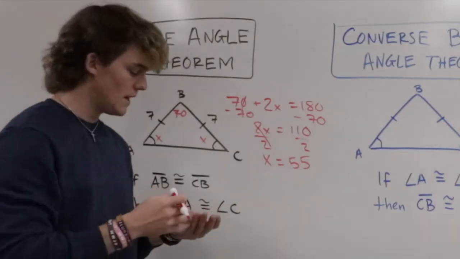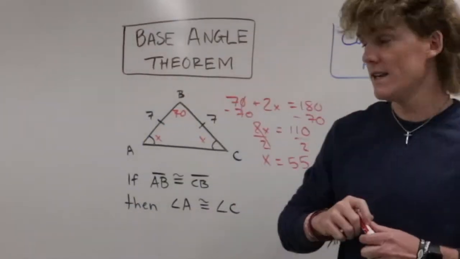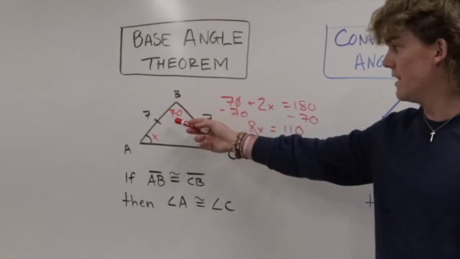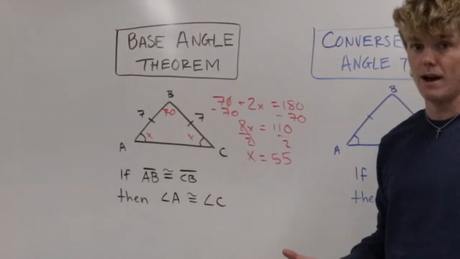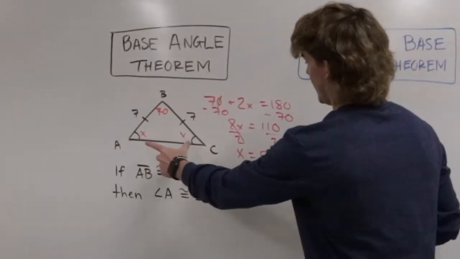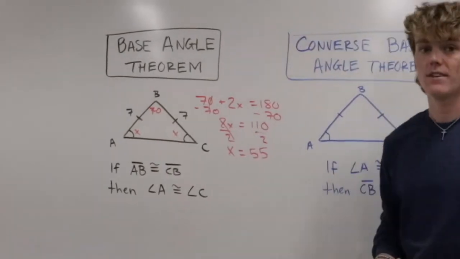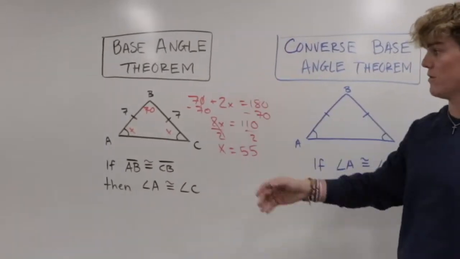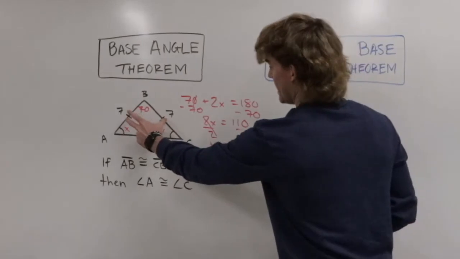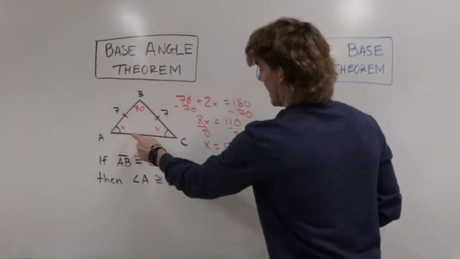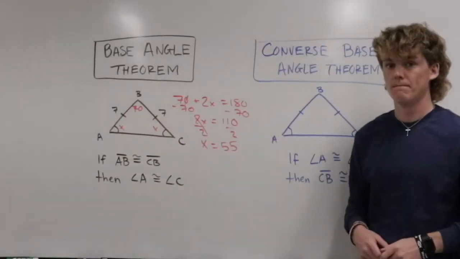Now, if you're able to visualize this and do some math in your head pretty easily, you could have said, well, this is 70, and I need 110 to make 180, and 110 divided into two angles is 55. So that is the base angle theorem. Again, if two lines are equal, the angles at which they start are the same.